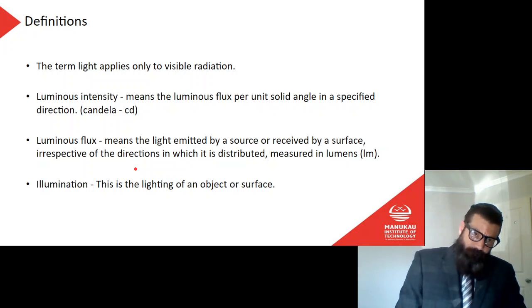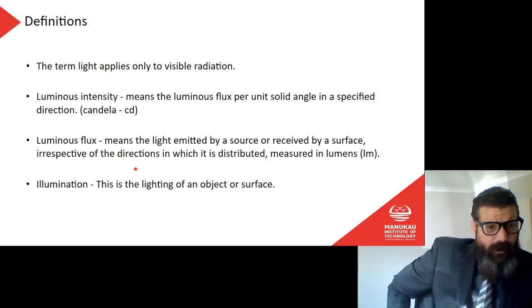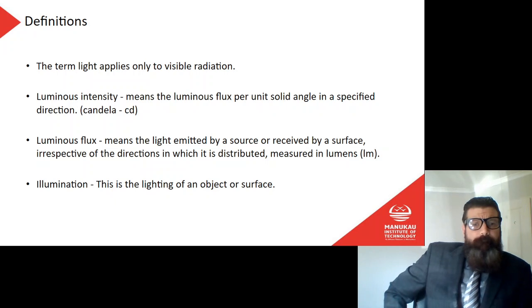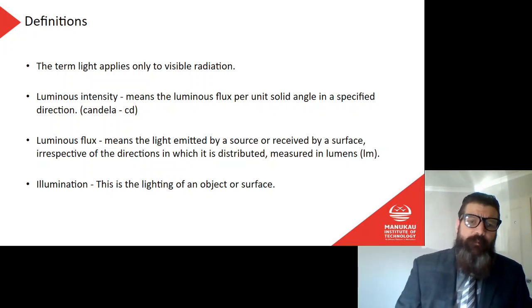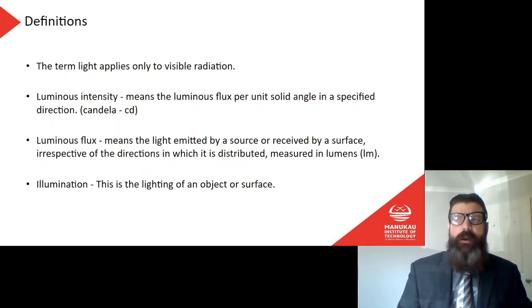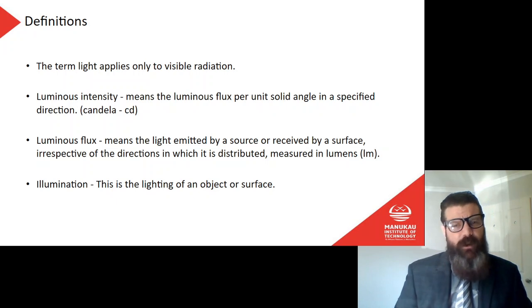So, a few definitions. The term light applies only to visible radiation. So when we talk about light, we're talking about a type of radiation, but it's only radiation that is visible to us. Other radiation doesn't count as light. I guess that should be obvious.